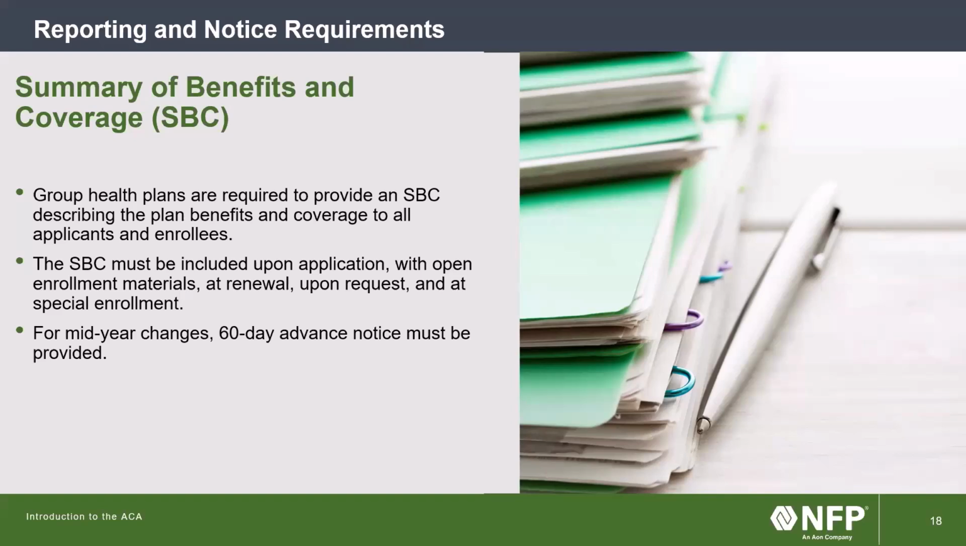And the first one that we want to touch on today is the Summary of Benefits and Coverage, otherwise known as the SBC. The group health plans are required under the ACA to provide an SBC describing the plan benefits and coverage to all applicants and enrollees. This is a document that must be included upon application, that is, with open enrollment materials, at renewal, upon request, and at special enrollment periods.